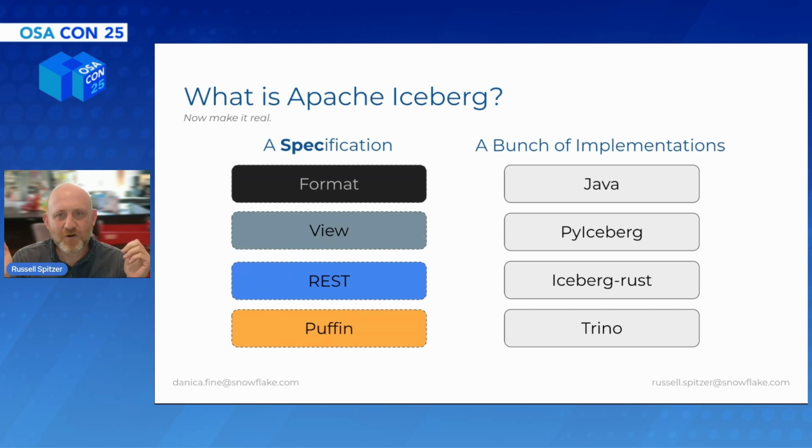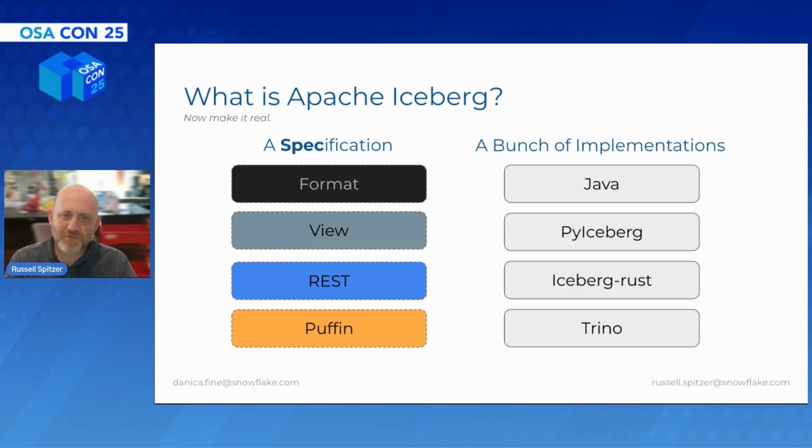Now, that said, there are actually a bunch of different specifications within the Apache Iceberg project. The one we're going to be talking about most today is the table format specification, which describes how the table itself is built, how you add things to the table, how you remove things from the table, and the basic rules for how you go from one state to another.